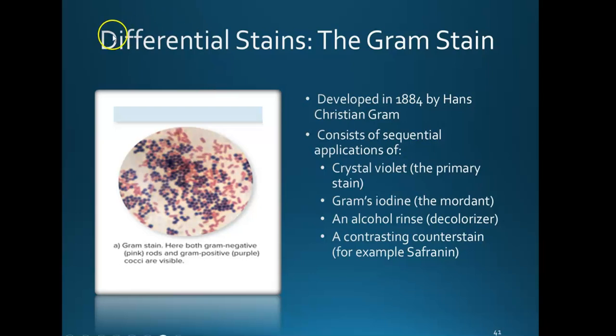So in this image here, you can see both purple and pink bacteria. You can also tell that there's a difference in the shape of them as well. But we do have the purplish gram-positive and the more pinkish, reddish gram-negative visible.